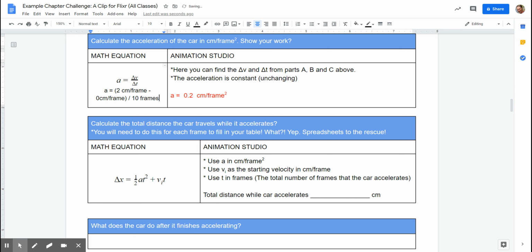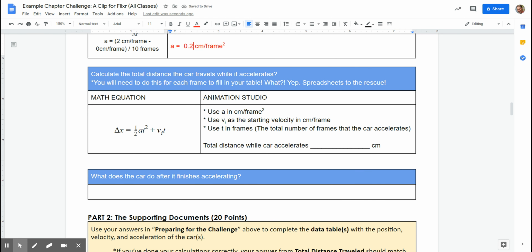And when that happens, if I take centimeters per frame minus centimeters per frame, I still have centimeters per frame. Apples minus apples is apples. And then I take divided by 10 frames, and that's where the square comes in. You do not need to square any of these numbers. That's not the way the math works. This square only happens on the frame on the bottom, and it's just a part of the units. So don't let that throw you. All right? So there it is.